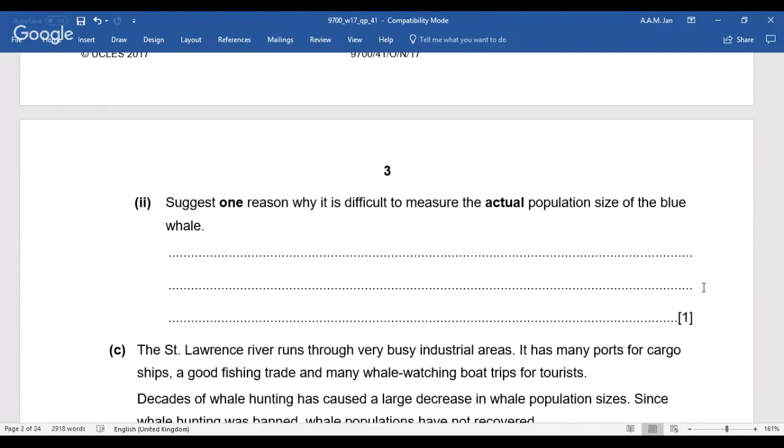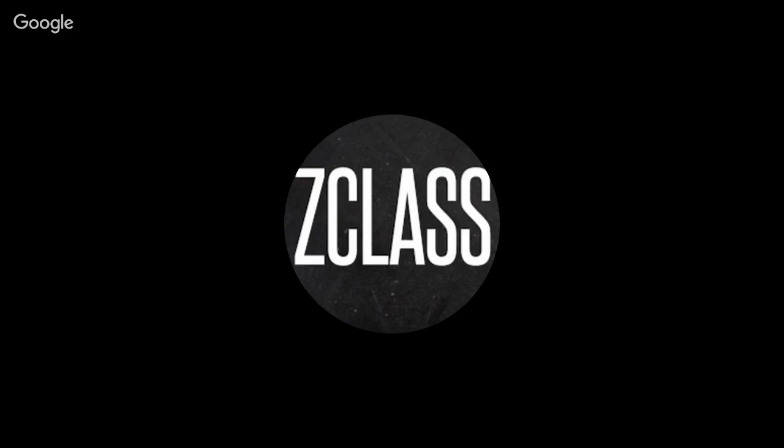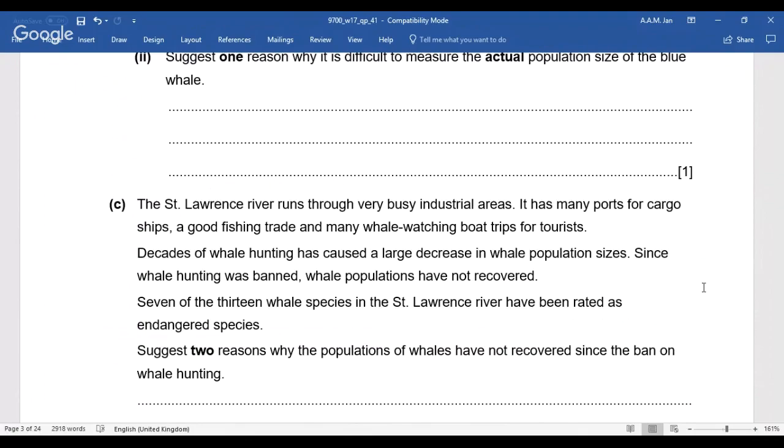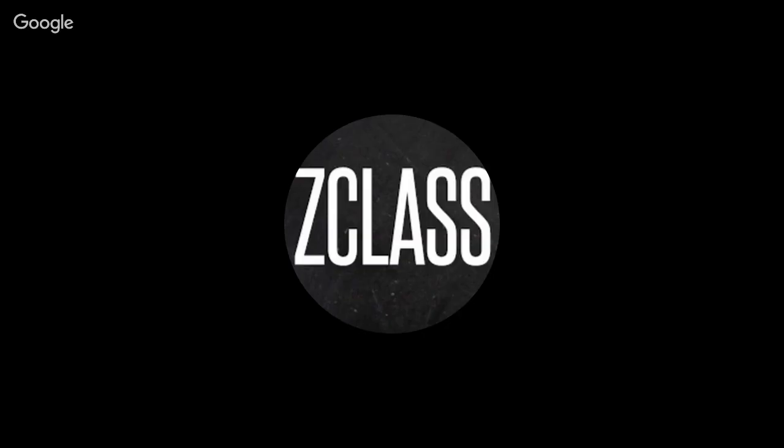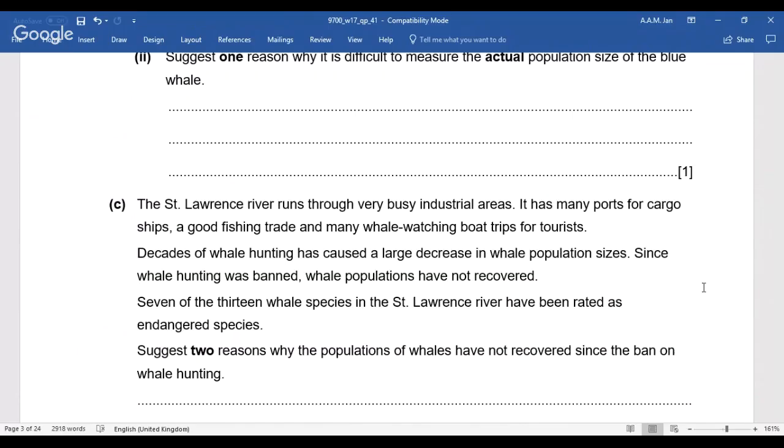All right. Just one reason why it's difficult to measure the actual population size of these whales. So, Grace, do you want to give me that answer? The ocean's big and they move around, so it's going to be hard to count how many. Yeah, okay. So you can talk about the fact that they migrate, what you're saying is move around. They're mobile. The fact that they inhabit a huge area, so these whales live in huge oceans, which makes them hard to track, and the fact that they live at great depth. So there's 3 points there, and you can state 1 of those. Okay.